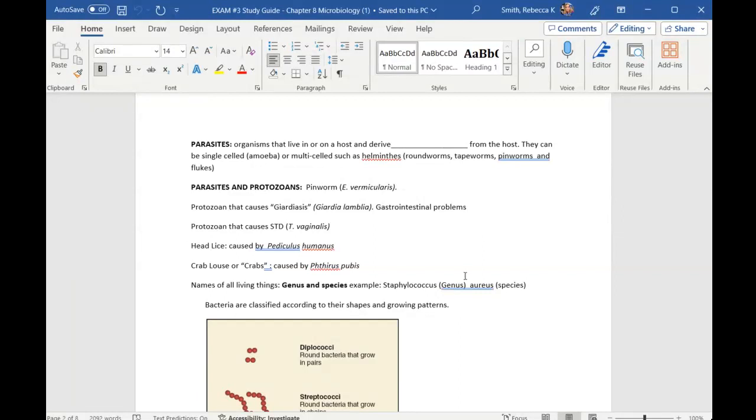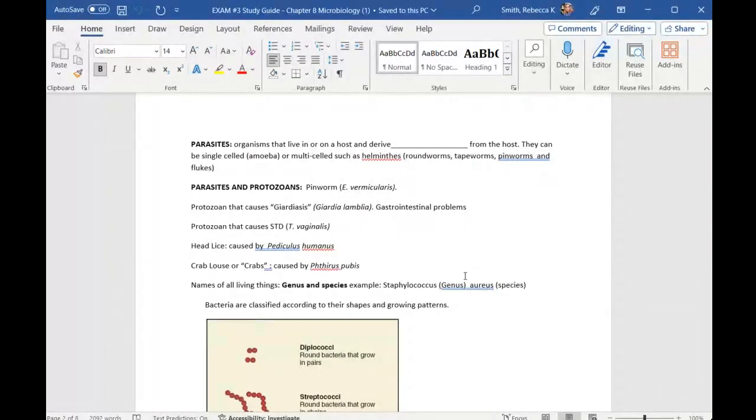Students struggle with that one. But Enterobius vermicularis is pinworm. Giardiasis is Giardia lamblia. That one kind of looks similar to Trichomonas vaginalis, but you get that one from drinking out of streams.